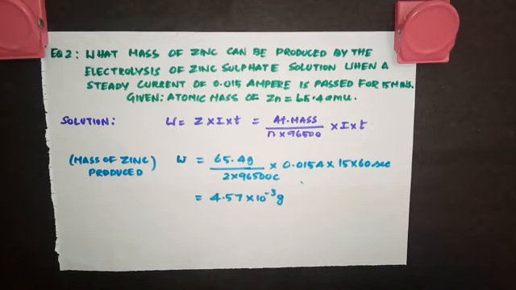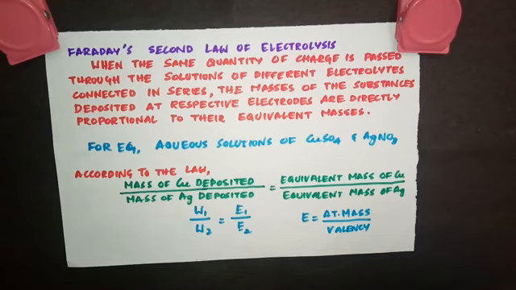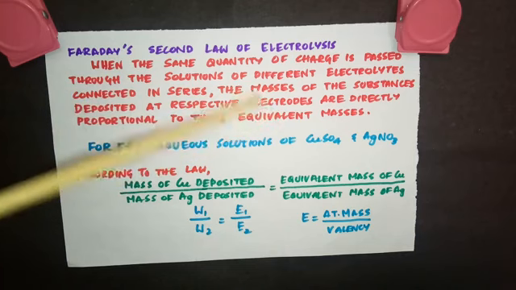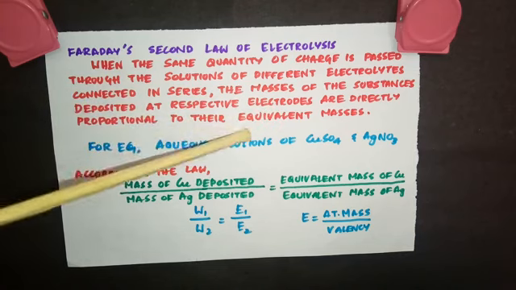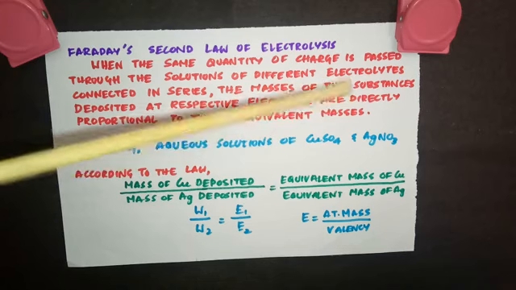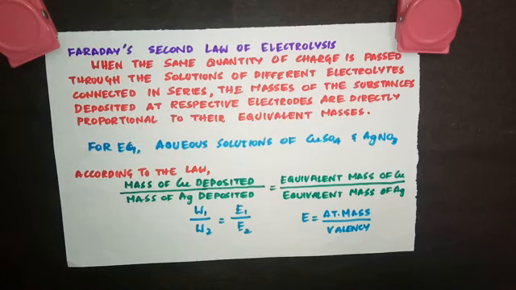Now we will end this video with Faraday's second law of electrolysis. According to Faraday's second law of electrolysis, when the same quantity of charge is passed through the solutions of different electrolytes connected in series, the masses of the substance deposited at respective electrodes are directly proportional to their equivalent masses. So if you are taking two different electrolytes and they are connected in series, and you're sending the same quantity of charge through both the electrolytes, the masses of the substances deposited at the two different electrodes are directly proportional to their equivalent masses.